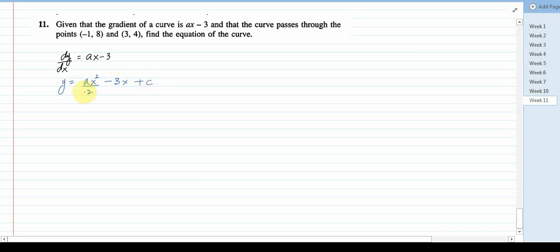Again a similar simultaneous-equation type question. You have two points here, and you need to place those points one by one in this equation. So when I place minus 1 and 8 here, y is 8, x is minus 1, and minus 1 squared is 1, minus 3 times x, which is minus 1, plus c.